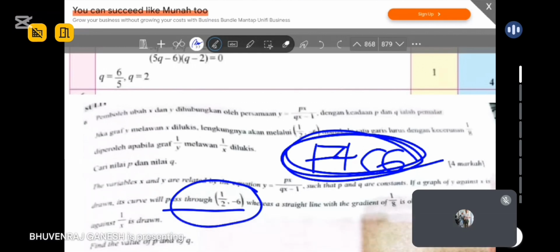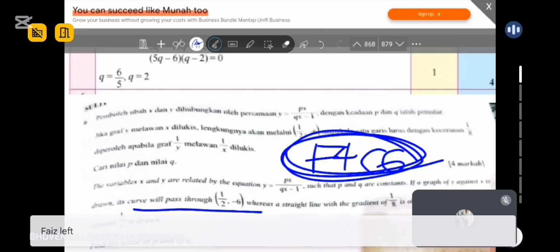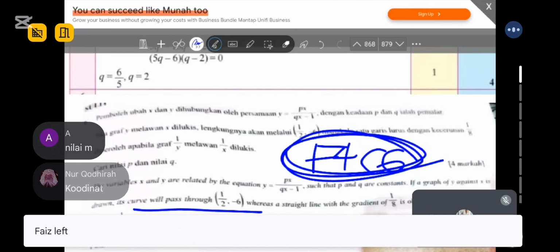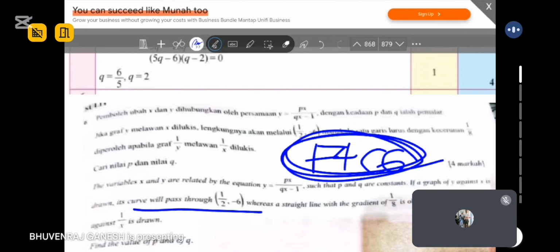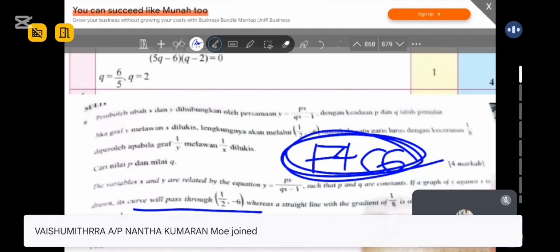Correct guys. Okay, so now they say the curve pass through this point. Am I right? Lengkung tu melalui titik ni. So maksudnya apa guys? Apa langkah yang kamu boleh buat when they say the curve pass through the point? You can convert a curve to straight line guys. Linear law teach you how to convert curve equation to straight line. Am I right? You just follow what they ask you to plot. That is the step. Okay?